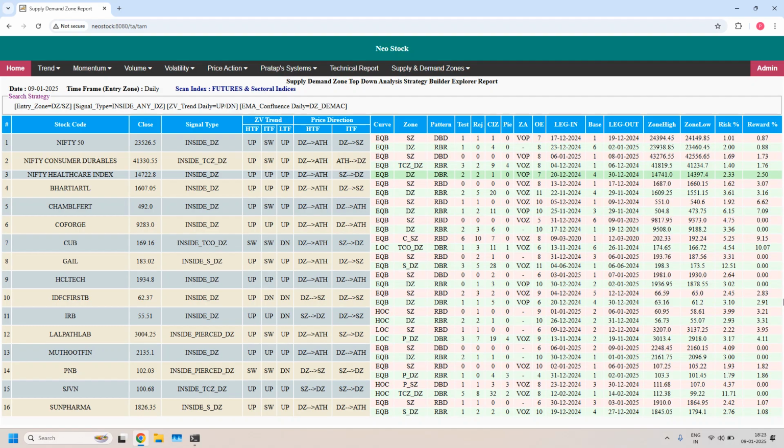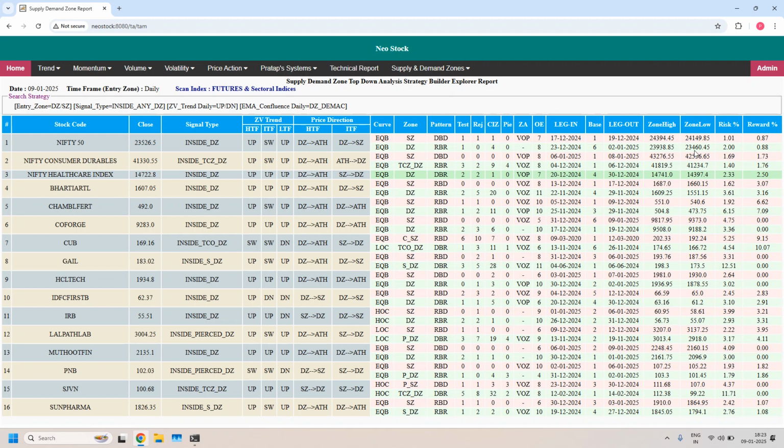These 16 stocks current price is closed inside the daily demand zone, and all these daily demand zones are having daily EMA confluence, and a few stocks in this list are also pierced demand zones.